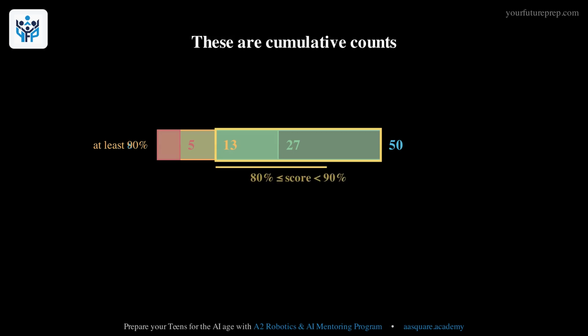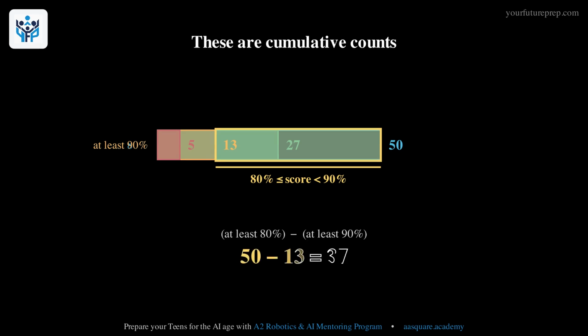We want the students who scored at least 80% but less than 90%. That is everyone in the at least 80 group, minus the ones who reached at least 90%. Look at the strip between the 50 bars and the 13 bars. That is the group we want.